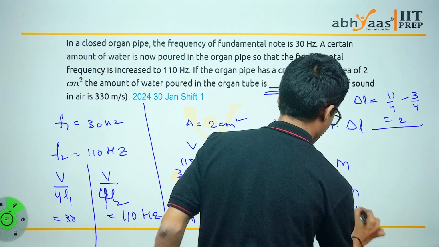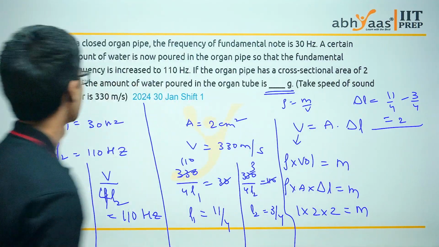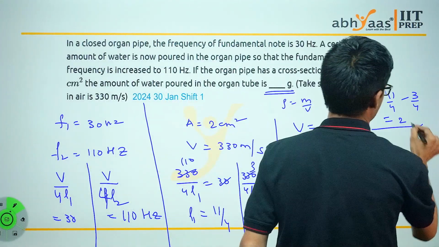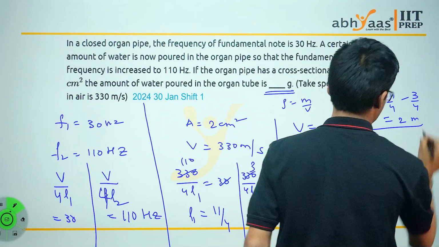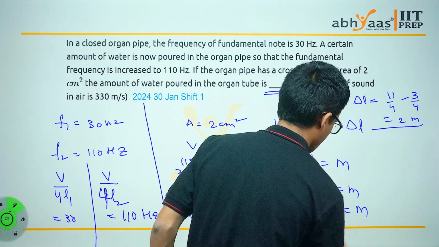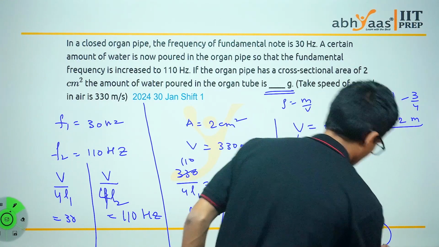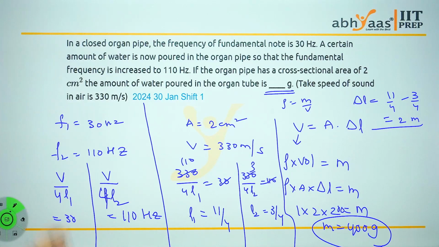2. Okay, area is given in centimeters. Now this is coming in meters. Okay, 2 meters, this is 200 centimeters. So M equal to 400 grams. This is the answer. So hardly 3 steps.